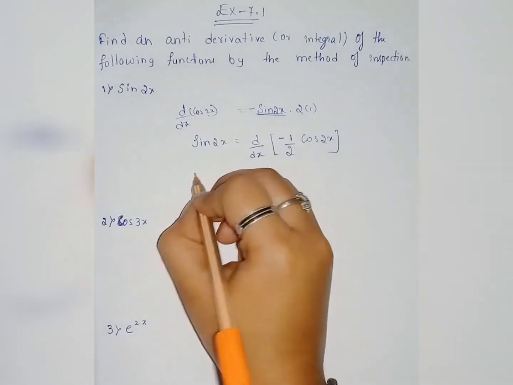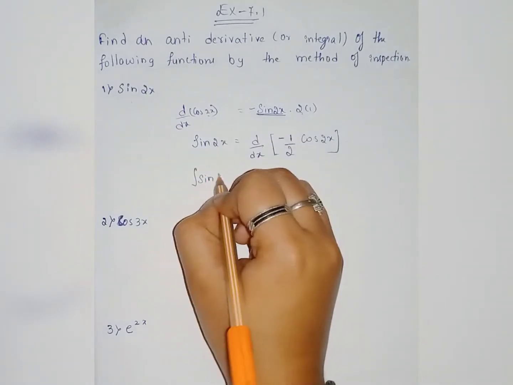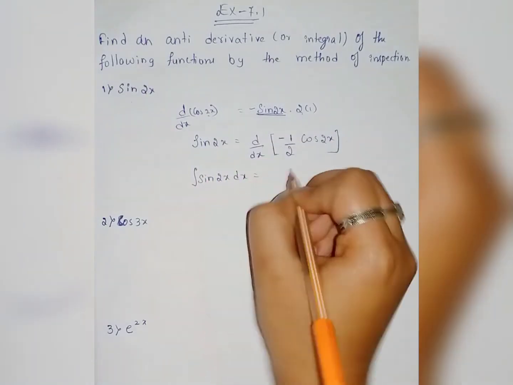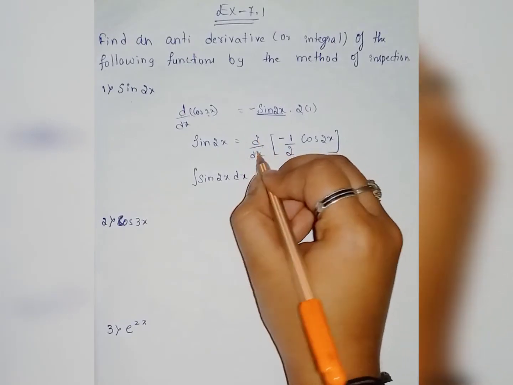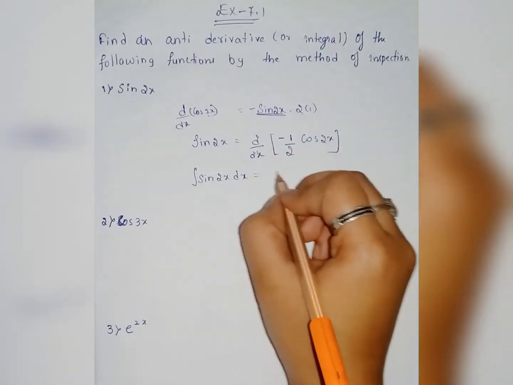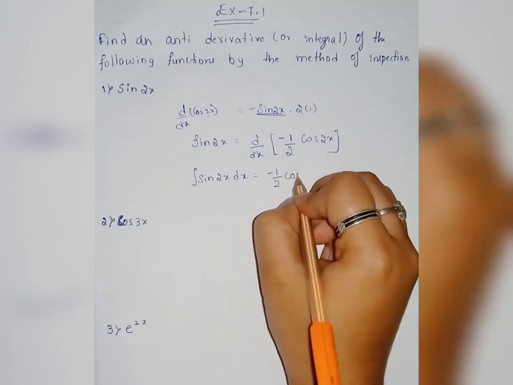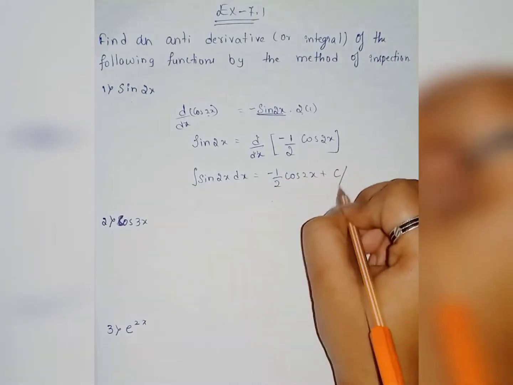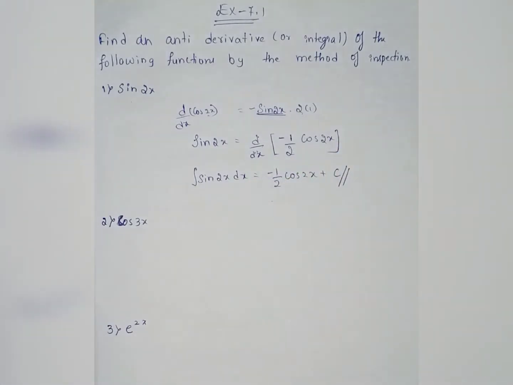On integrating on both the sides, we get integration of sine 2x dx is equal to integration, and this d by dx gets cancelled, so we get minus 1 by 2 cos 2x plus c. This is the method of inspection.